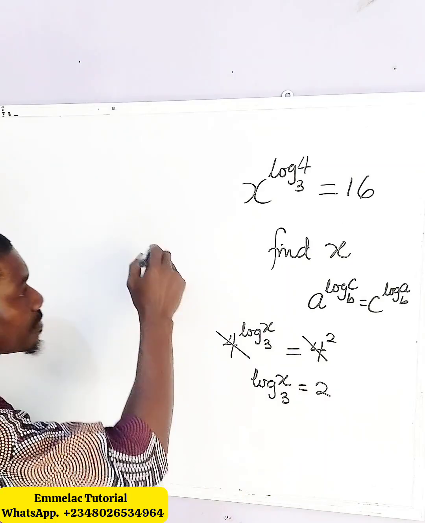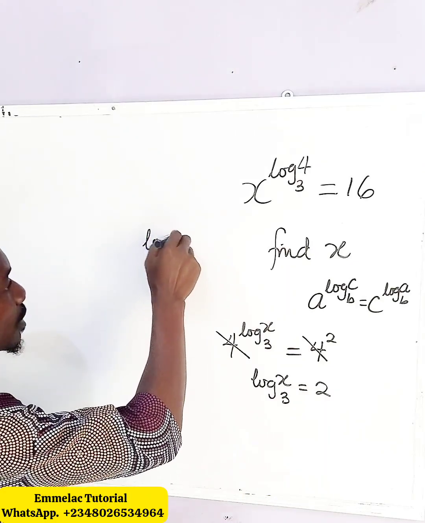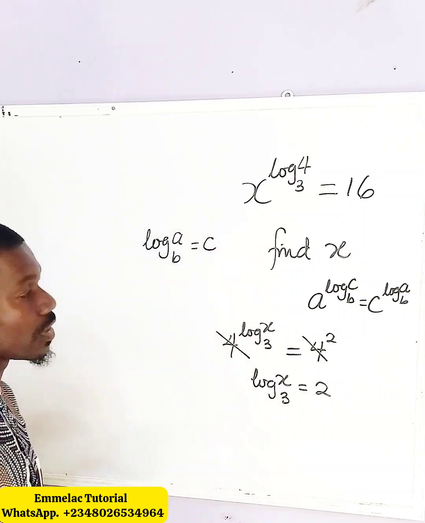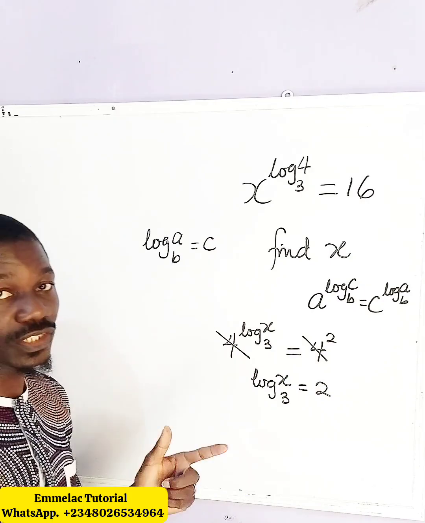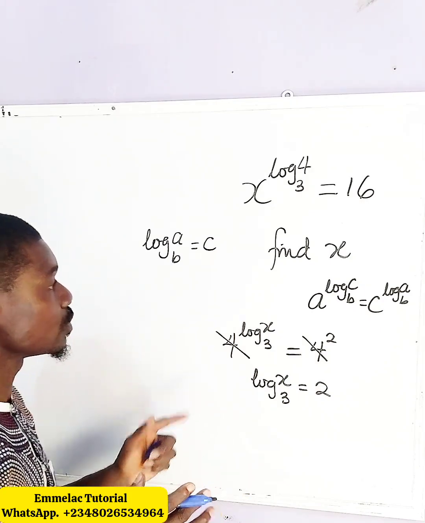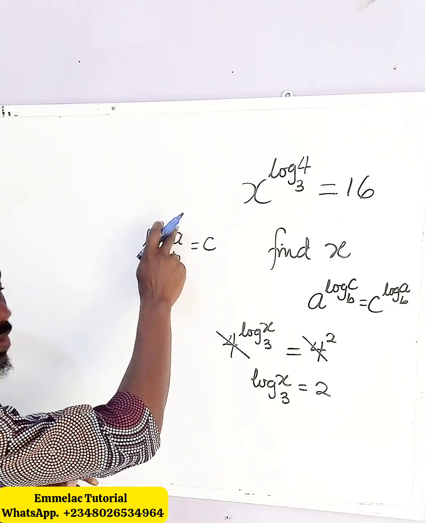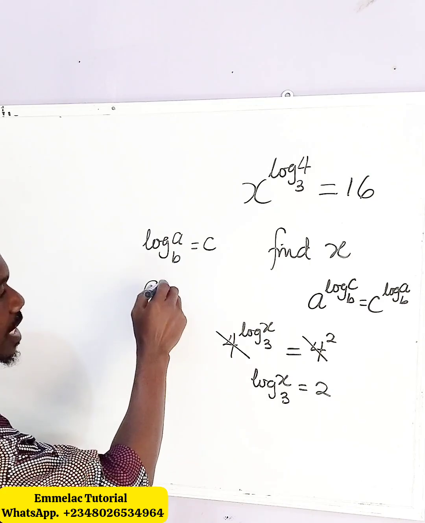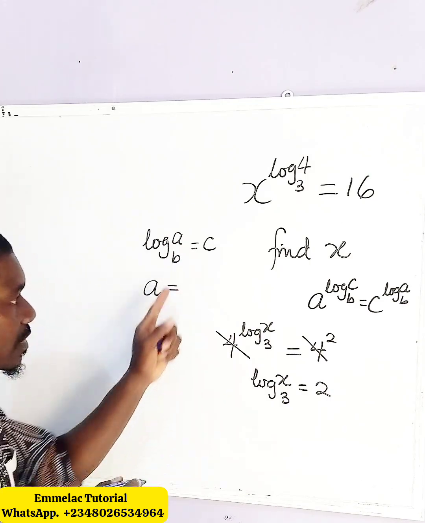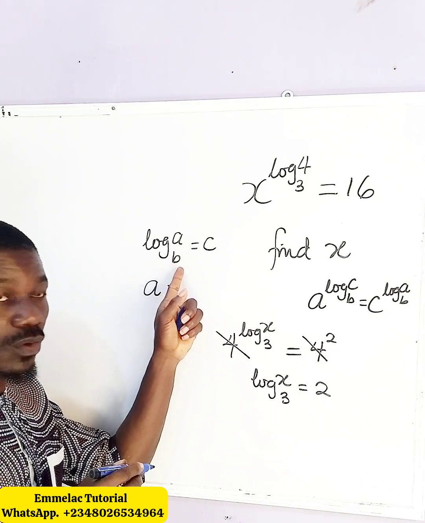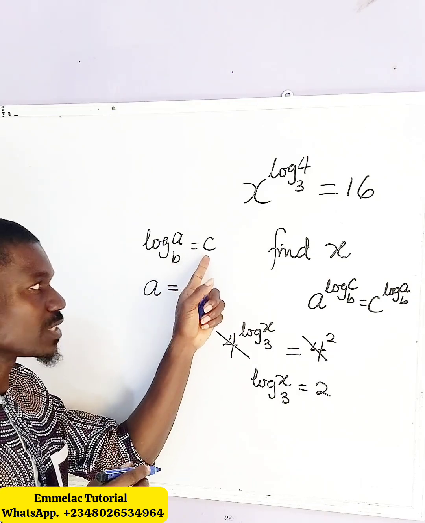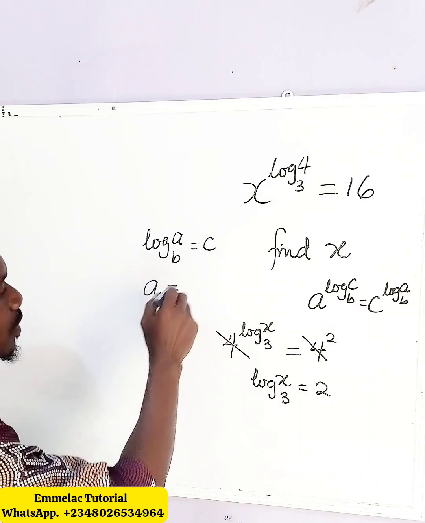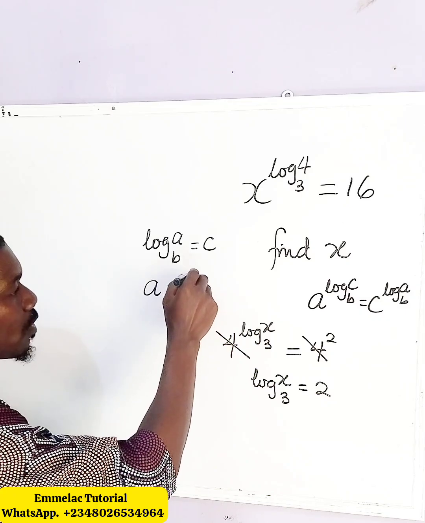Now when you have log a base b equals what? C. Okay, for us to convert this into an exponent, what we just need to do is our argument here will now become the base, then equals, now the base here will also become the base, while the c will become the exponent to the base b. So here we have b raised to the power of what? C.